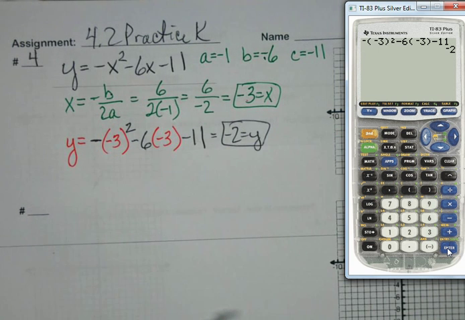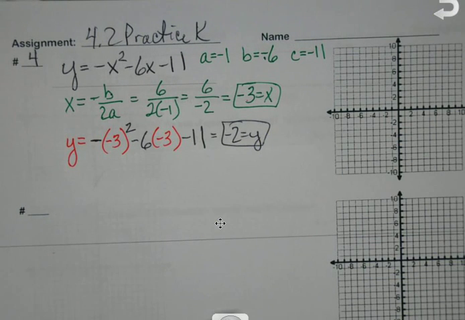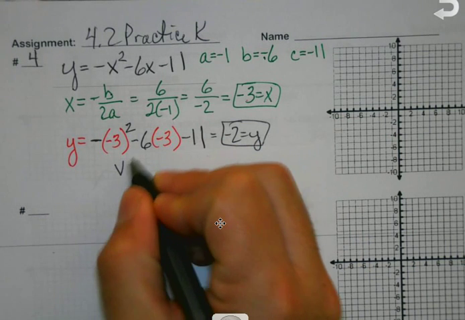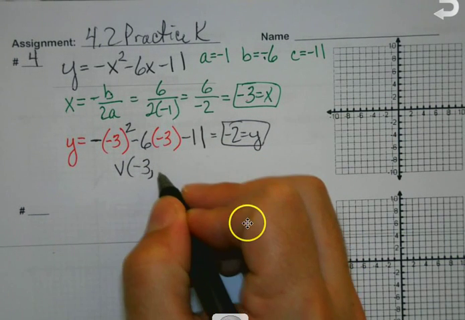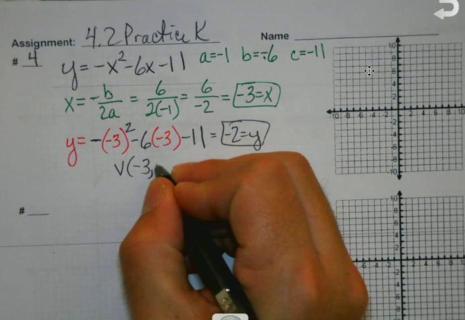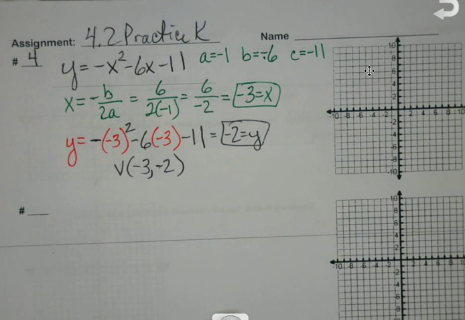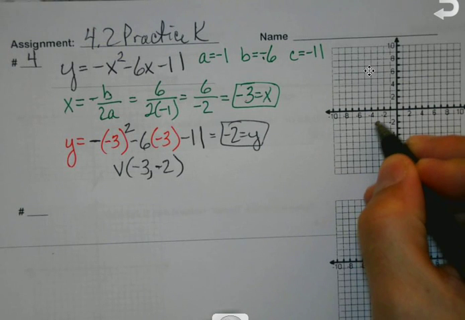I get my y value. So then we think we've got everything we need to be able to graph our line. So I know my vertex is at -3. Whoops, let me pull that back up for a minute. Okay, -3, -2. So once I have that, -3, -2, plot my point.